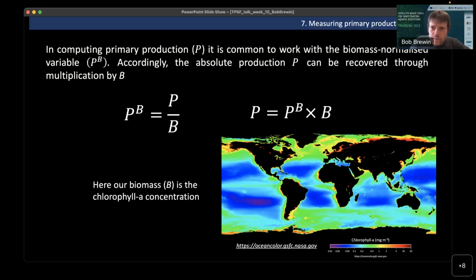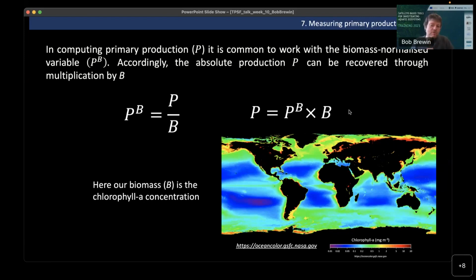And at this point, I hope these next few slides illustrate why I separated out phytoplankton biomass from primary production in the earlier part of this lecture. It's common in computing primary production to work with biomass normalized production, what they call PB here. We do that by dividing the primary production by the biomass to give ourselves PB, and we can reconstruct the primary production by knowing the normalized primary production and the biomass.